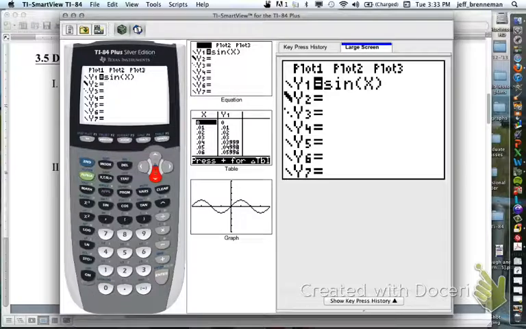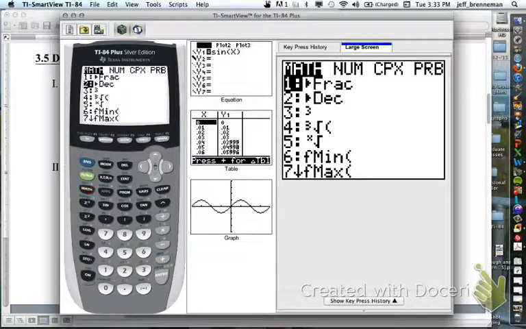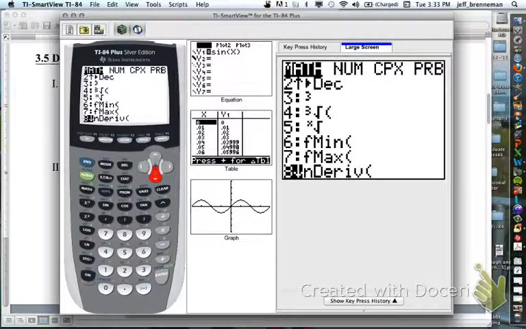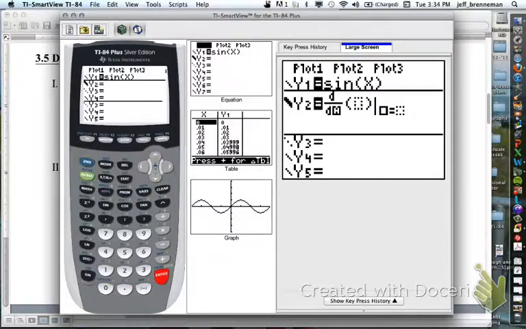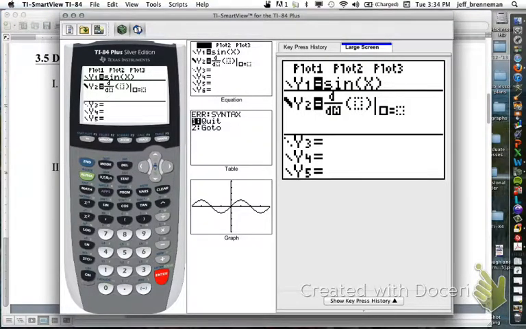So everyone at this point, let's go ahead and go to Math and 8. If you go to option number 8, you will see n-deriv, which is what we want in that spot. And so let's go ahead and click on that. Now, those of you that have the TI-83s, again, you'll have n-deriv in this spot, and I'll show you just in a minute what you need to do.